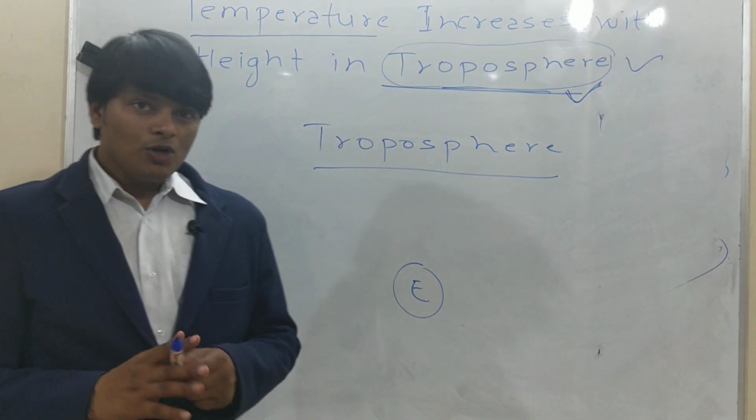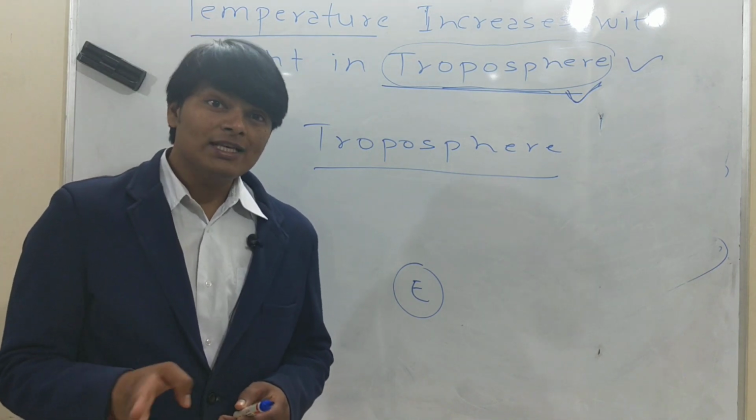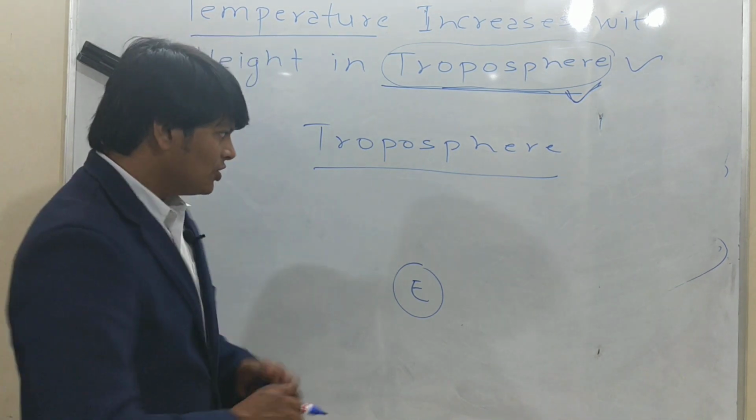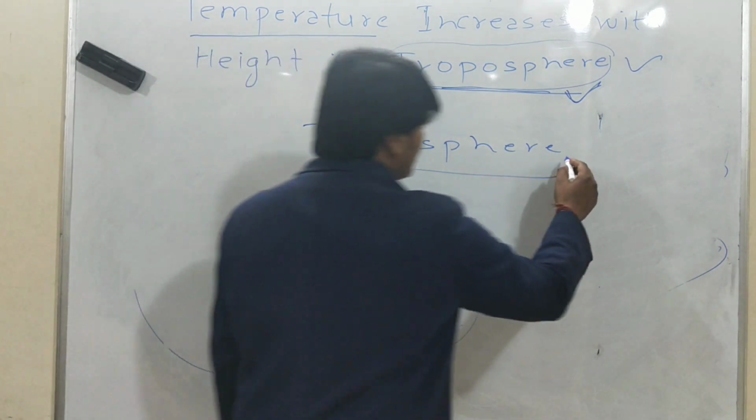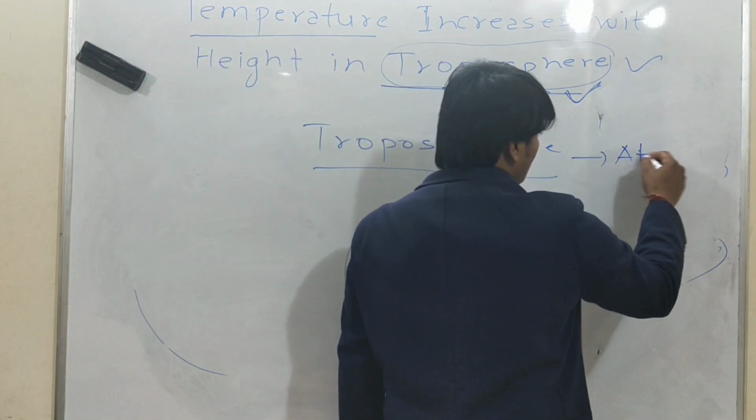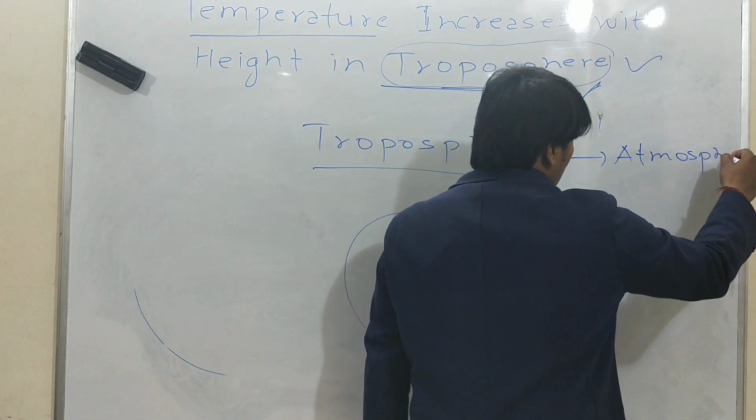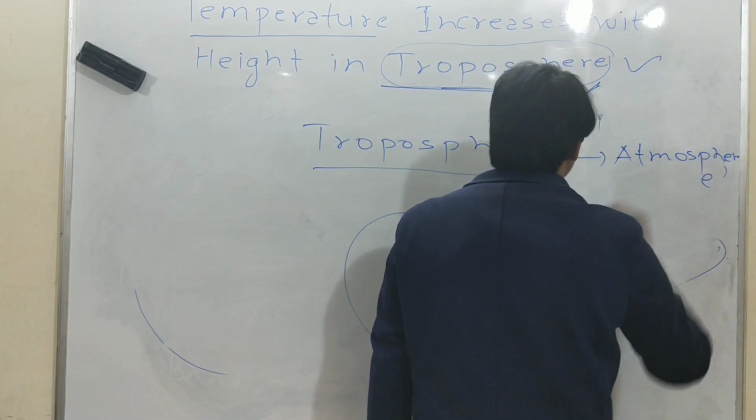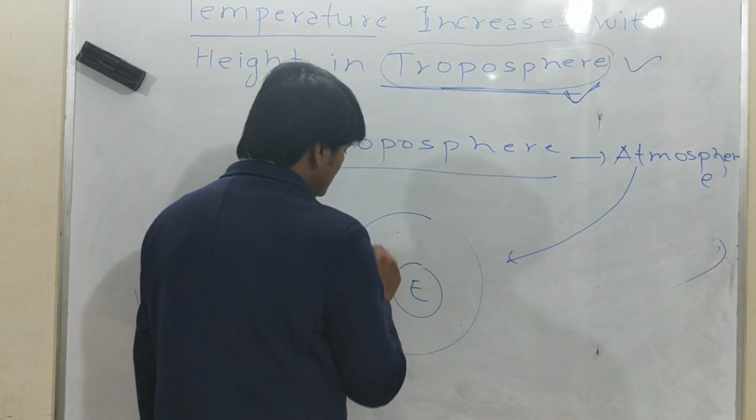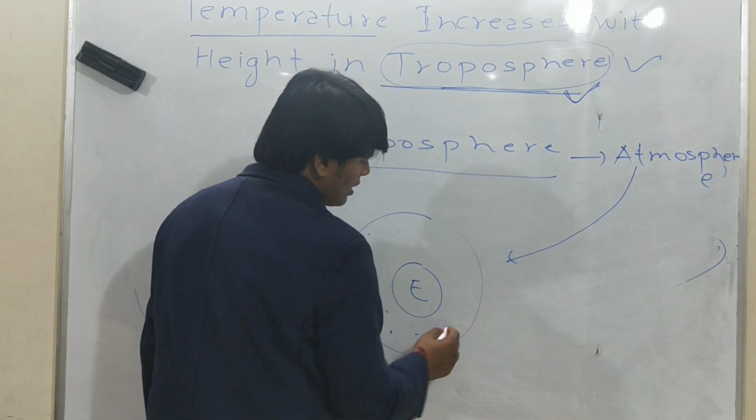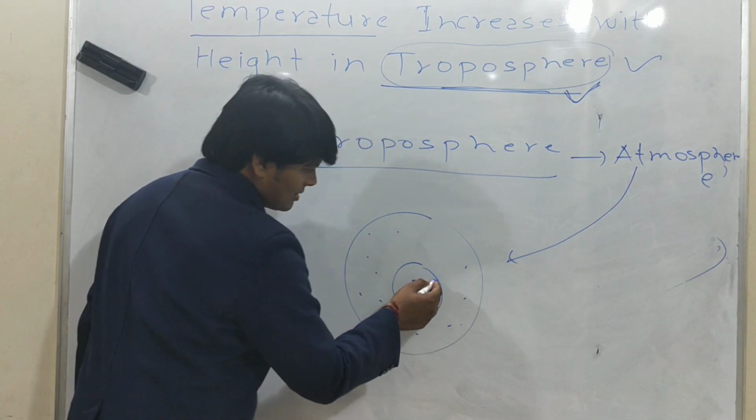The atmosphere is a homogeneous mixture of gases. Before knowing about the troposphere, we should know about the atmosphere, because it is related to the atmosphere. The atmosphere is the homogeneous mixture of the gases which surrounds the Earth.